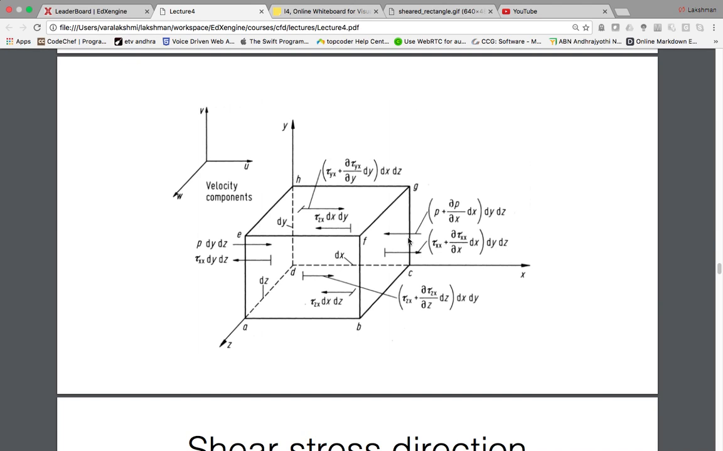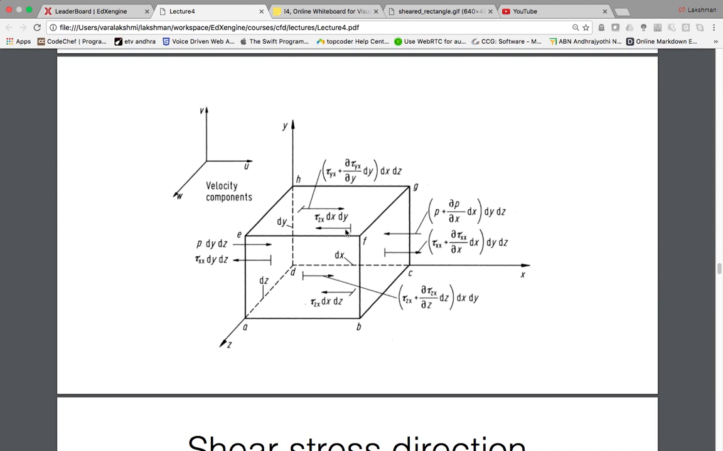If you can see this figure clearly, it just sums up the force conventions that we have mentioned earlier. For example, take this particular face, which is A D H E. On this face, we have a pressure force P multiplied by dy dz acting towards the positive x direction. Why? Because we have a fluid element sitting to the left side, which is trying to exert force on this body. So this is the pressure force exerted by the left fluid element on this fluid element. That's why it's pointing to the positive x direction.